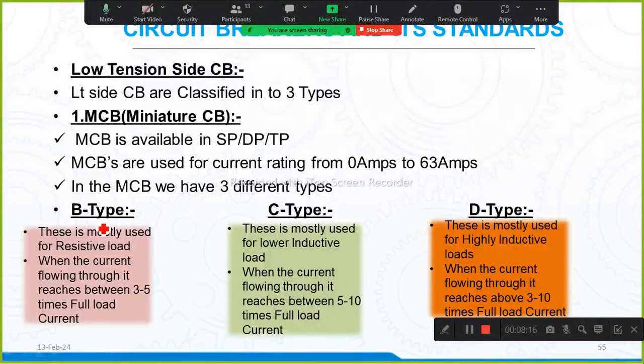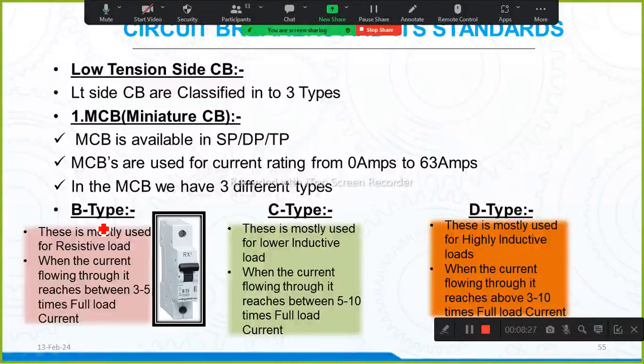Okay, the tripping mechanism for the circuit breaker to trip. Now, only remember one thing: MCB should be preferred if your current rating in the LT side is from 0 ampere to 63 amps.